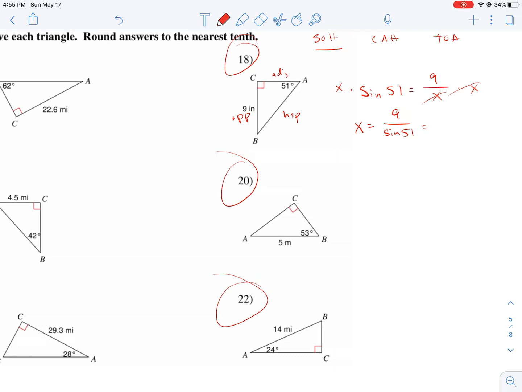So 9 divided by the sine of 51, and you get, it says round to the nearest tenth, so 11.6. So this right here is 11.6. Okay, now we just need to find our adjacent side.